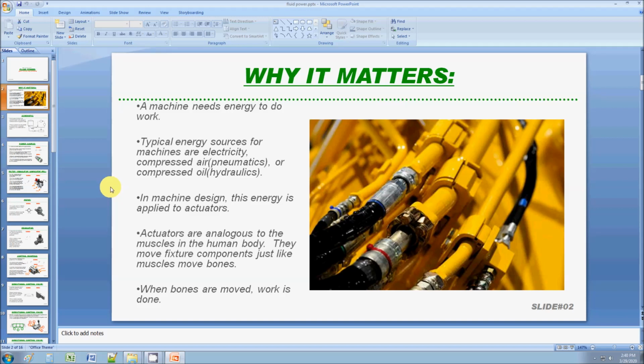So, up to this point, we've talked about the weldment, which was a skeleton. We talked about the sheet metal, which is the skin. Now we're talking about the organs that do the work. And there are 2 ways that this is done. It's done through pneumatics and hydraulics. Pneumatics uses compressed air as the source of energy. Hydraulics uses compressed oil as the source. And again, these are analogous to the muscles and the organs in the body.